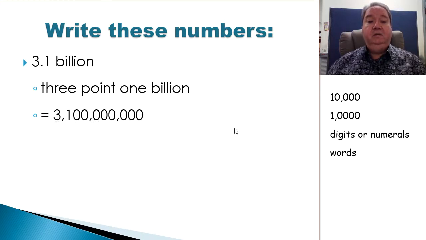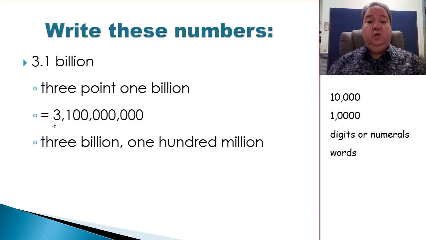Okay. Now, if we want to write it only in words, we would write 3 billion. Remember, we use a comma here, just like we did here. 3 billion 100 million. 3 billion 100 million, we don't need any dashes here. No hyphens. Okay? 3 billion, comma, 100 million.